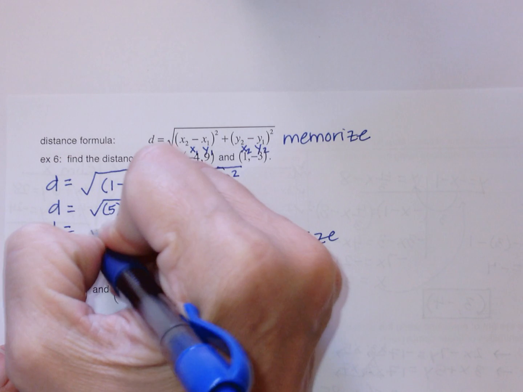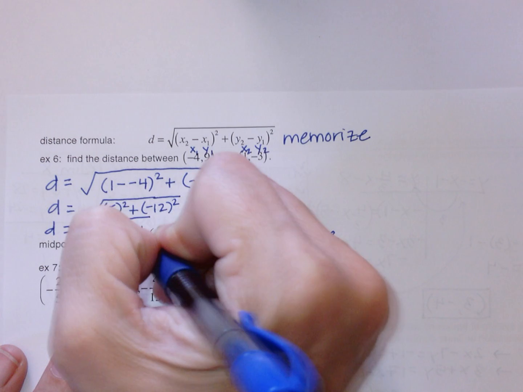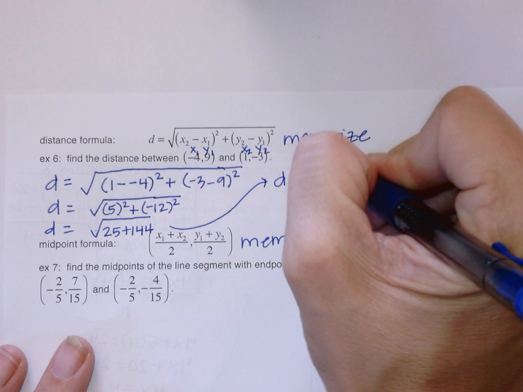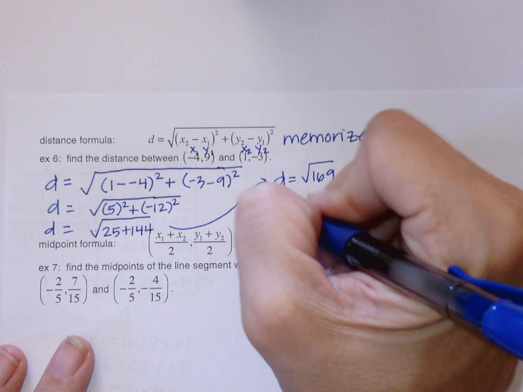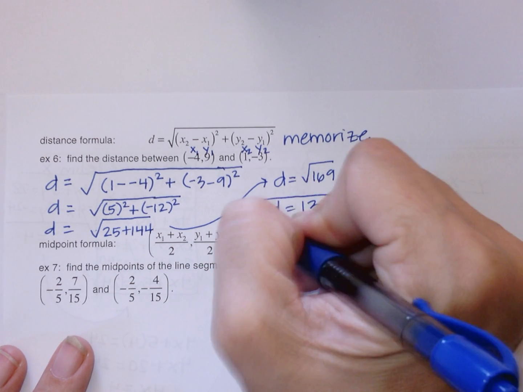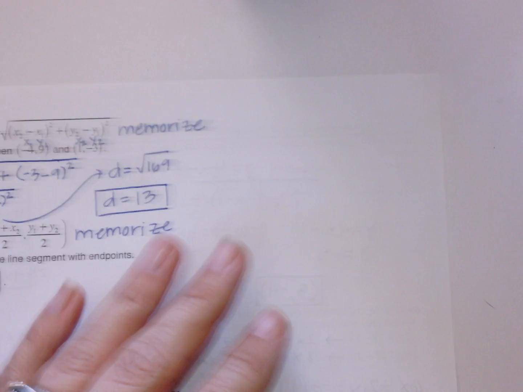You can notice I'm carrying over my square root if I don't make it long enough. So I get 25 plus 144, which is the square root of 169, which is 13. So it doesn't always have to be a nice clean number like that. It can still have a radical, but there you go.